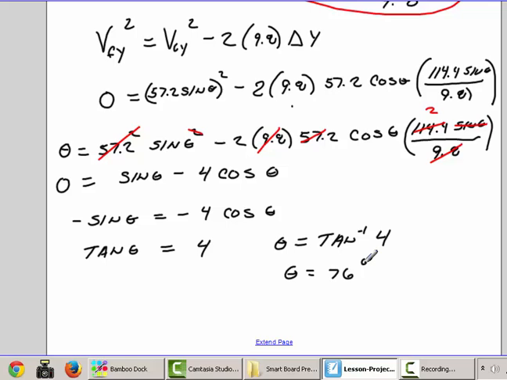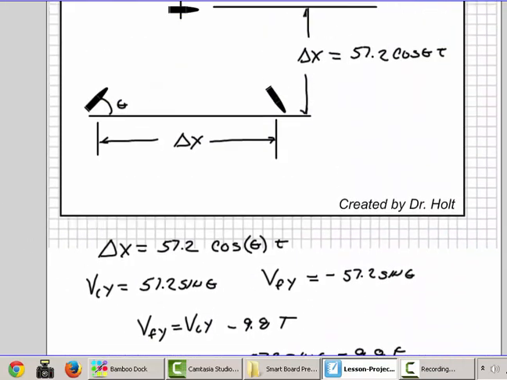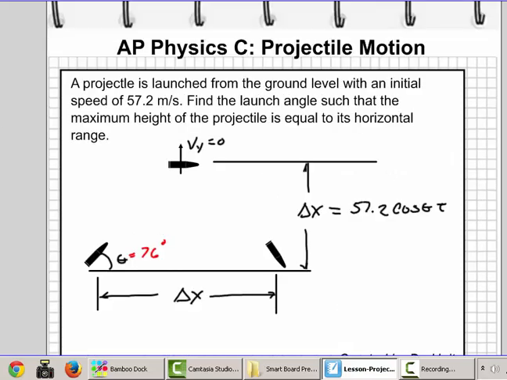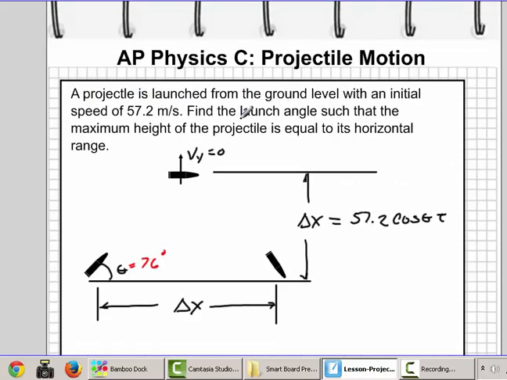So let's see what we're doing. The question was find the launch angle. Well, we just found the launch angle, and the launch angle would be 76 degrees. All right, and that's what this angle here is, 76 degrees. And just go back to the problem, make sure, find the launch angle.